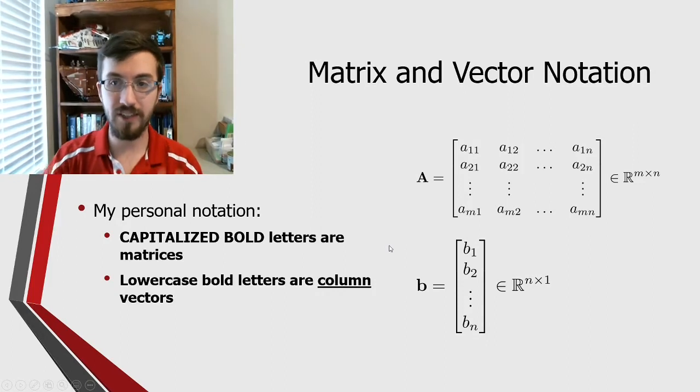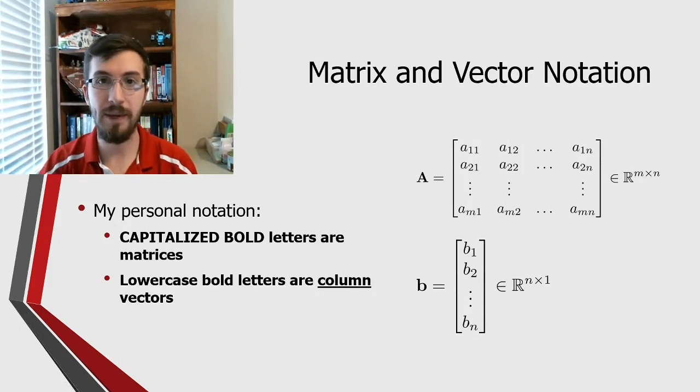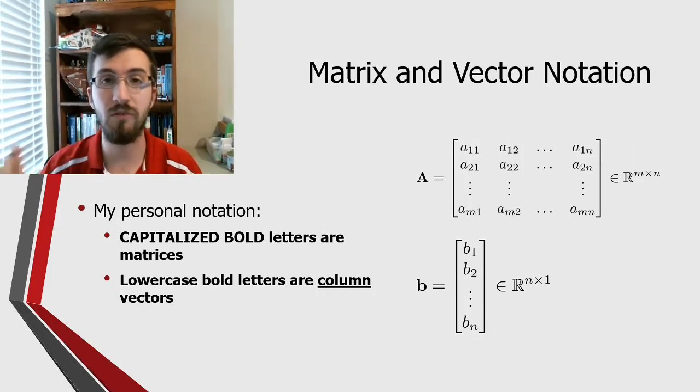So now I want to take a second to talk about matrix and vector notation. How do we write that something is a matrix or vector?